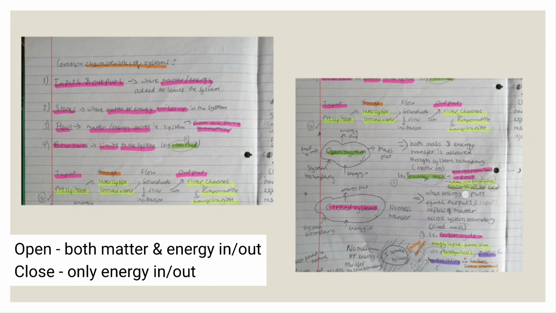So for our open system, we can have both matter and energy leaving our system. And for a closed system, we can have only energy, not mass or matter, crossing the boundaries of the system.